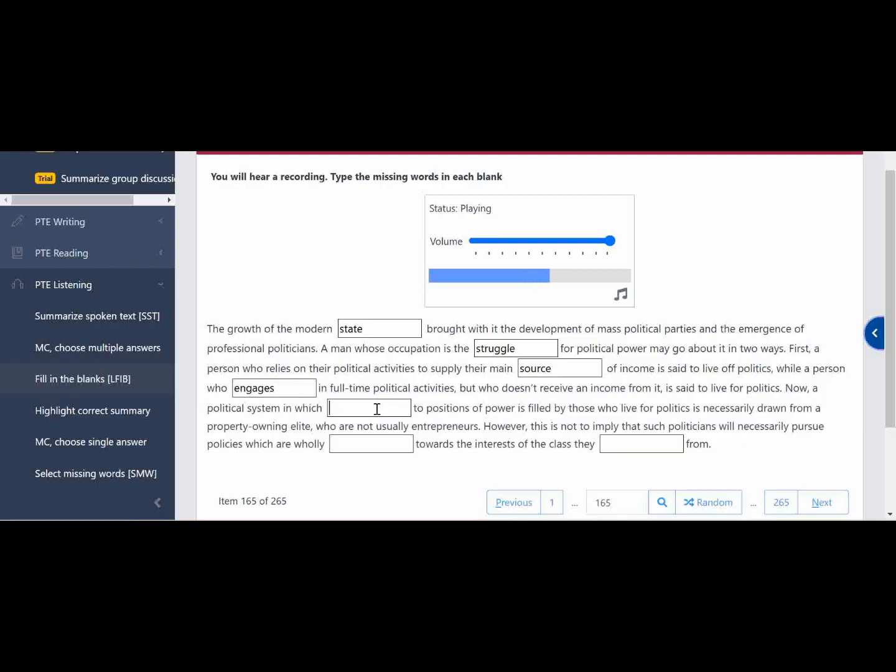Now, a political system in which recruitment to positions of power is filled by those who live for politics is necessarily drawn from a property-owning elite who are not usually entrepreneurs. However, this is not to imply that such politicians will necessarily pursue policies which are wholly biased towards the interests of the class they originate from.